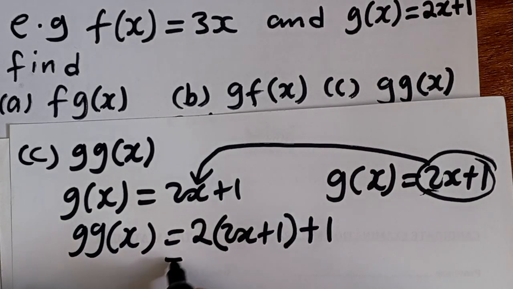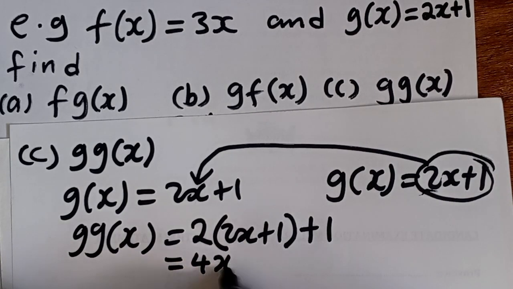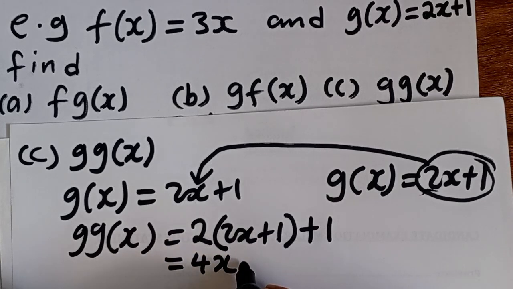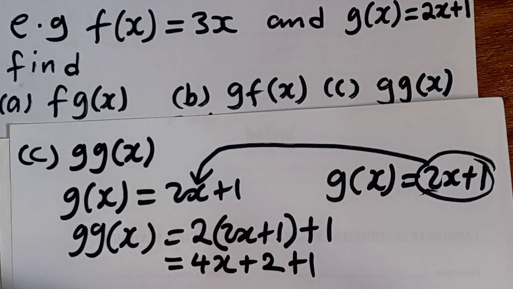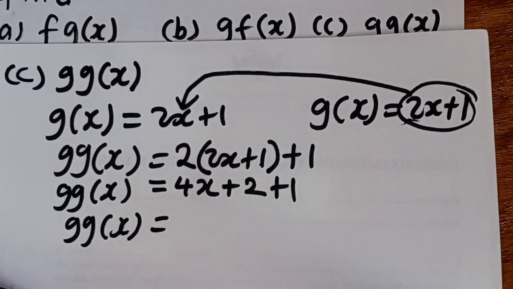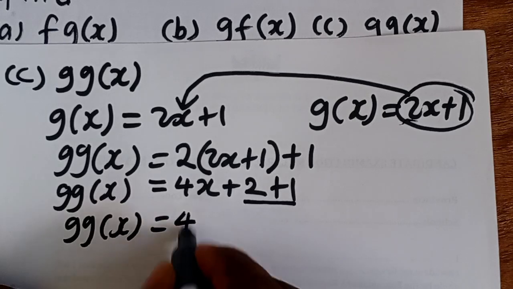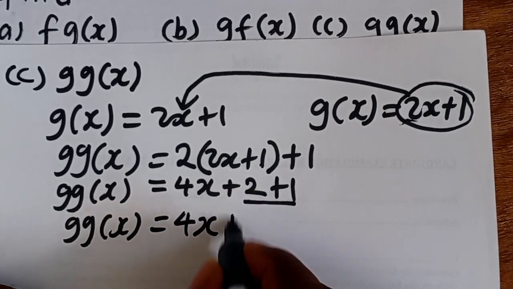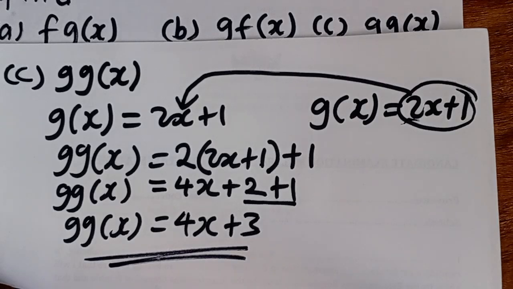So we are going to break the brackets. 2 times 2x, that is 4x. 2 times 1, that is 2, plus 1. So these two are like terms. So we have 4x, and 2 plus 1, we have 3. So that is our gg of x.